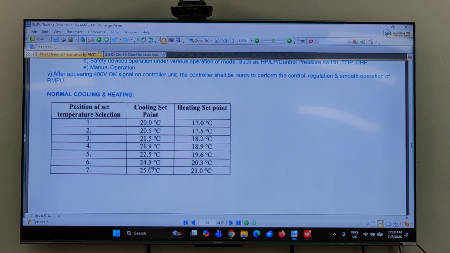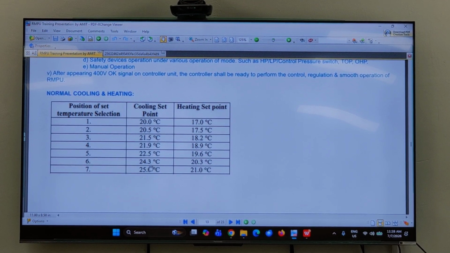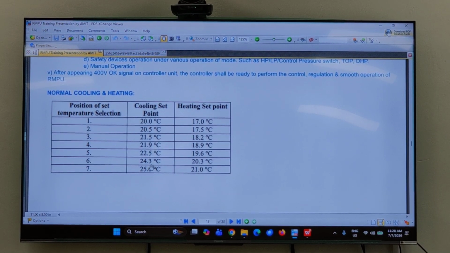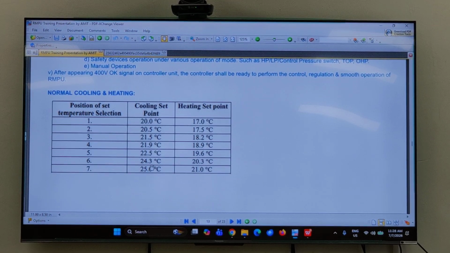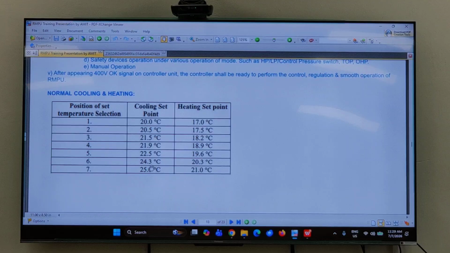If the temperature goes higher, then we are going to use a compressor to maintain it. The heater mostly works in the winter season, when the environment temperature is less. It also works according to the set point only.